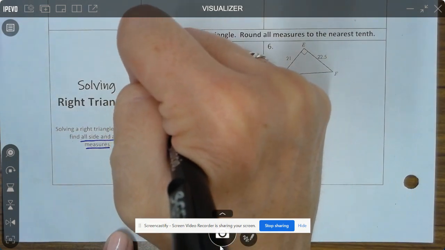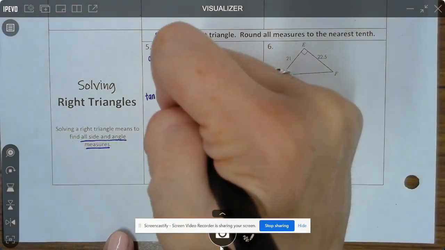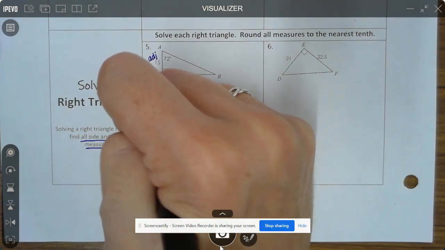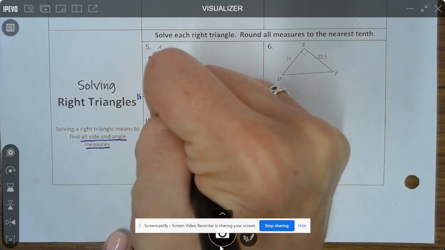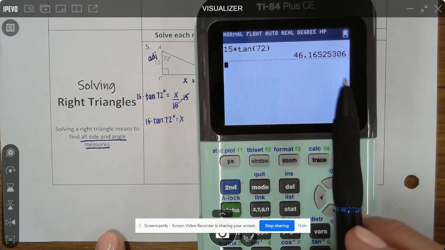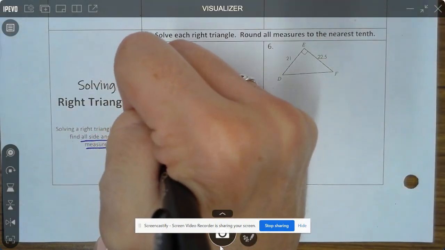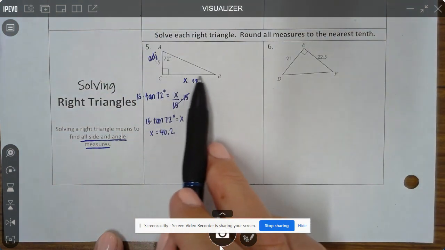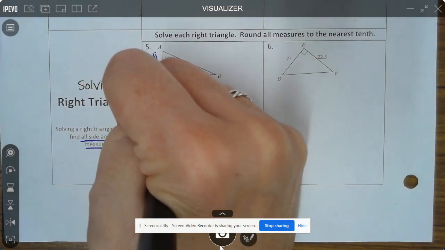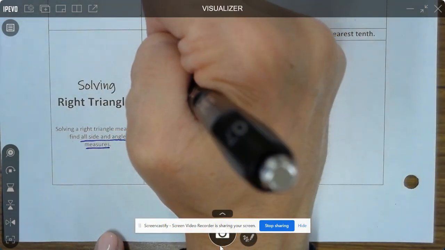I'm going to use tangent of my angle, 72 degrees, is equal to my opposite side of X over my adjacent side of 15. To get rid of that fraction, I'm going to multiply each side of the equation by 15. So I get 15 times the tangent of 72 degrees equals X. I'll use my calculator to calculate that out. Rounding to the nearest tenth, that will be about 46.2. So X is about 46.2. In my diagram, I put X as my side BC, so side BC of my triangle would be 46.2. There's my first missing side length.